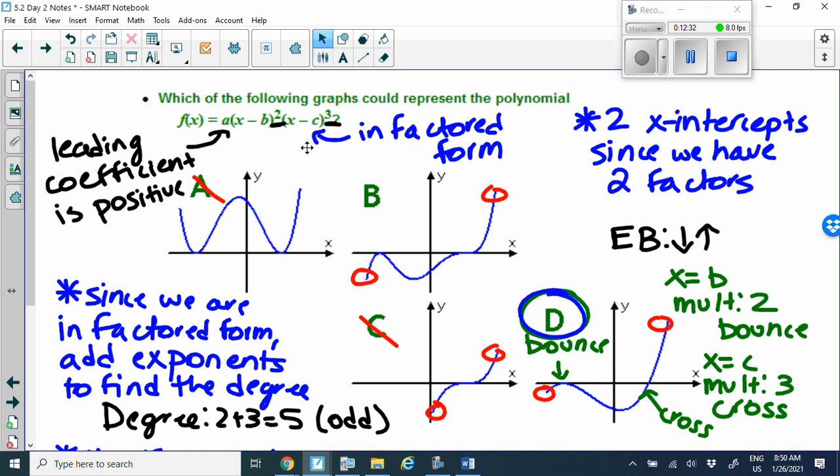Okay. Make sure you watch the next part. That's where we're actually going to be graphing or sketching polynomial functions.